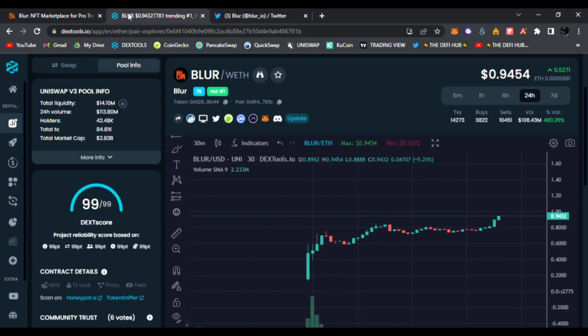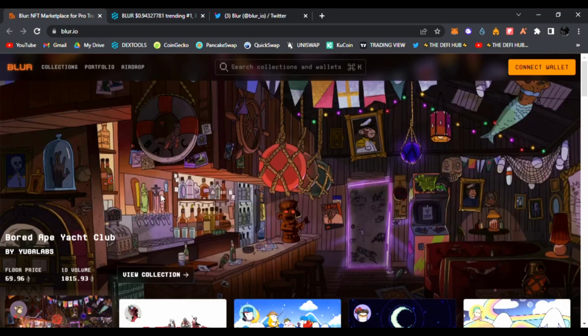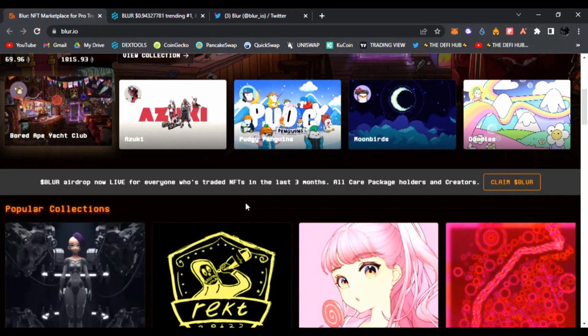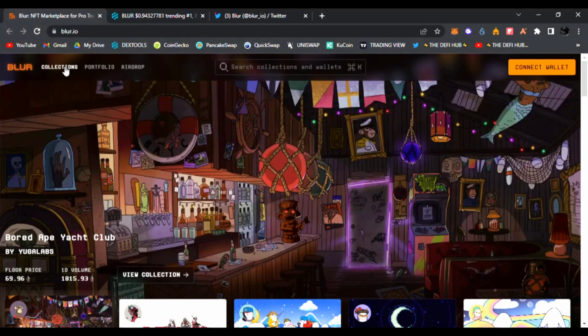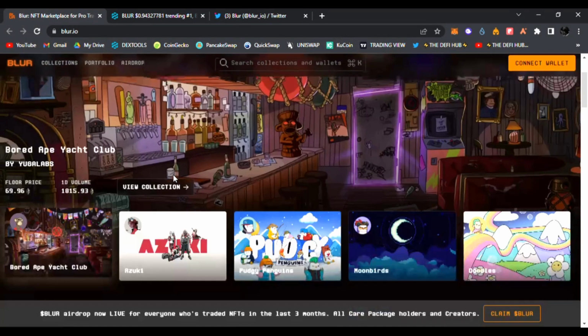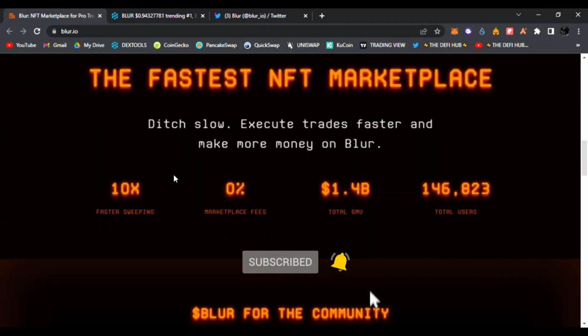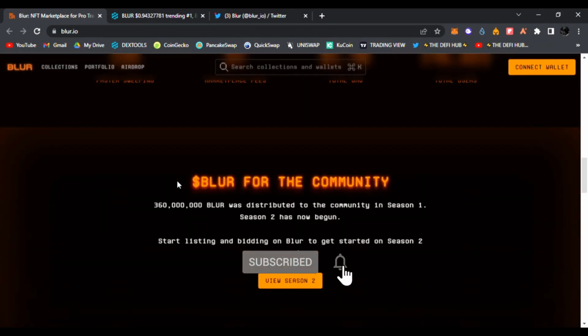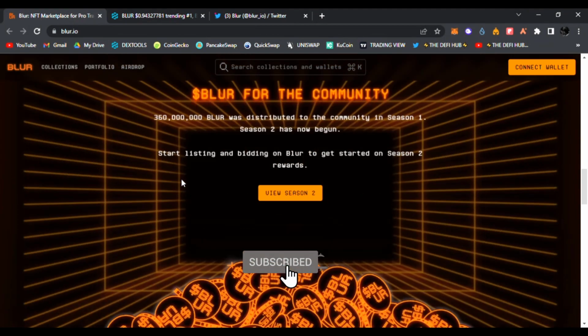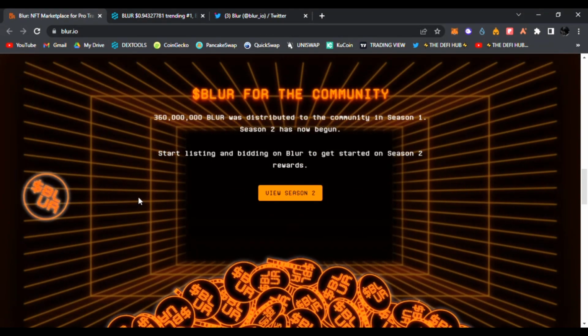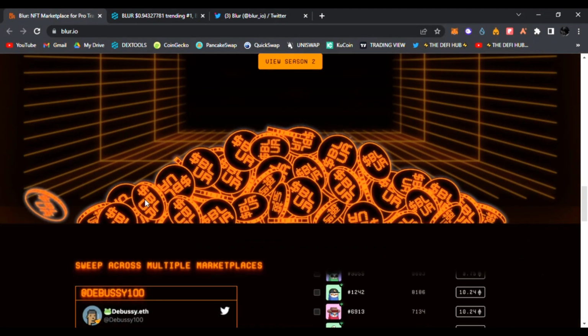Already at 94 cents, a lot of holders have Blur token, and it looks really cool. I'll have the links down below to the official website where you can connect your wallet, see the collections, portfolio, the airdrop, see if you have one, and you can see all the NFTs. This is for pro traders. It's a little bit better than OpenSea, of course, for NFTs, if you like trading NFTs. So this is what Blur is for, guys. I like it a lot.